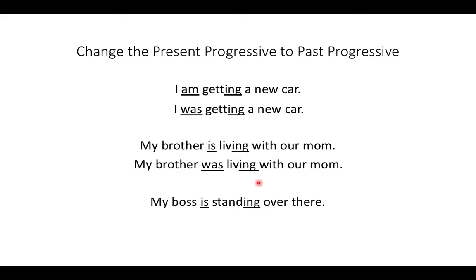Stays the same. And even though we only changed one thing, these two sentences are talking about different times when this happened. They're talking about the same thing, my brother living in the house with our mom, but it's talking about different times. So that's all the difference is. My boss is standing over there changes to my boss was standing over there.